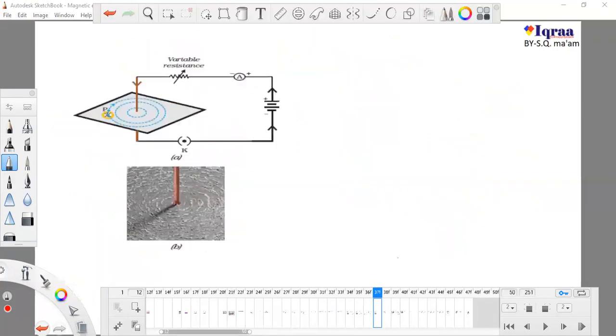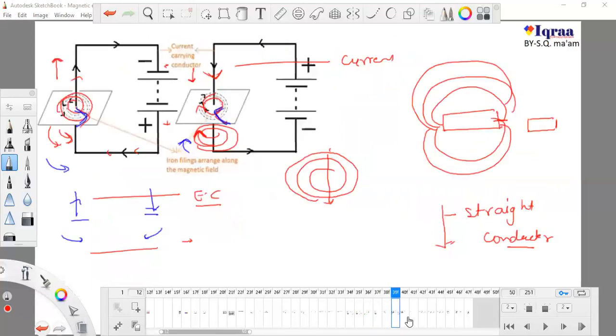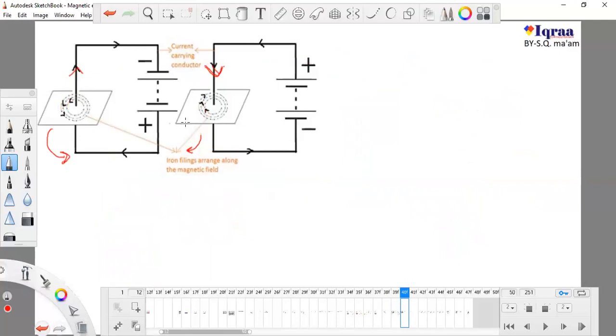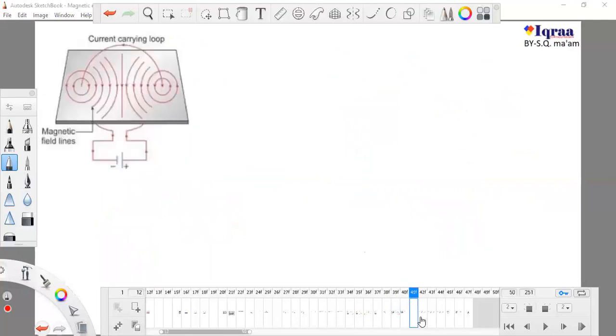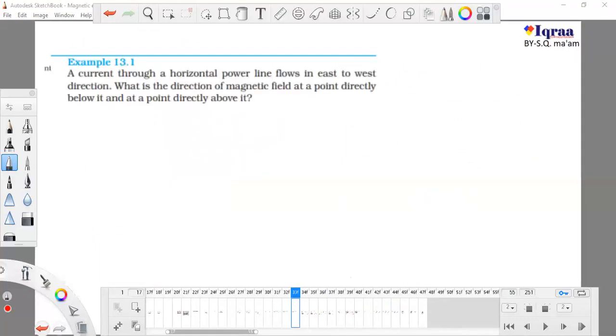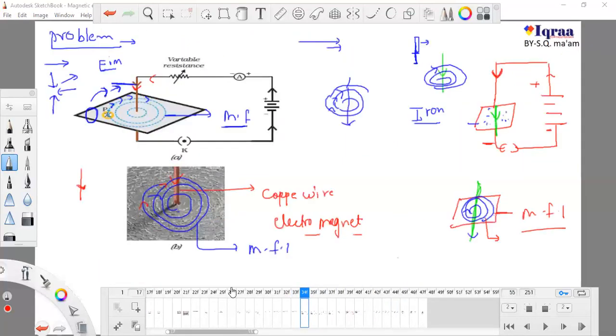Next are the cases we studied, where they change their direction from first here and second here. So this is our direction. This is how we can see that this is a common wire, a single wire we are using. Hopefully you are okay with this diagram and this straight current carrying conductor.